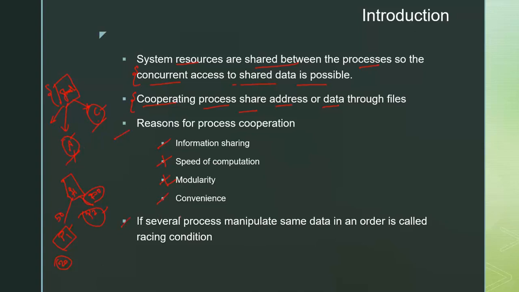And if several processes manipulate the same data in an order, it is called a race condition. Say for example, you have a single file, and that single file is accessed by two or three processes, like process 1, process 2, and process 3. We have three different processes, okay, which are trying to access the same file, same data. Now in that case, we will come across the condition called a race condition, where two or more processes are trying to manipulate the same data.